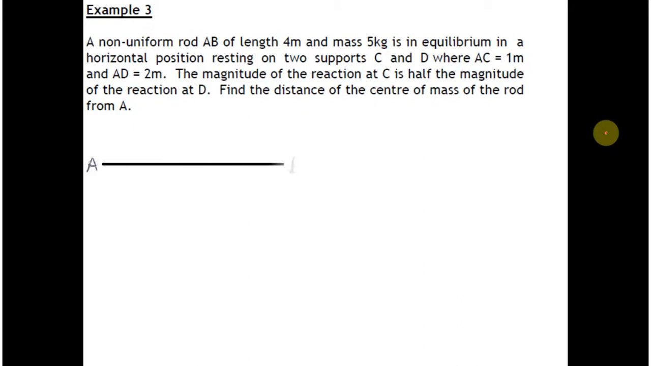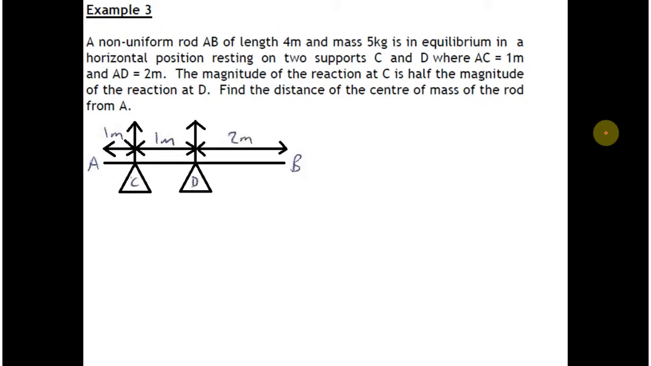So again, as usual, a diagram will help us sort all this information out. So we've got a rod AB, we've got two supports, AC is 1 meter, and AD is 2 meters, so another meter from C is where D is, and we have forces pointing upwards at those two supports, and 2 meters from D to B. So the magnitude of the reaction at C is half the magnitude of the reaction at D. So if we call the magnitude at C R, then D would be twice that, 2R. So the one at C is half the one at D.